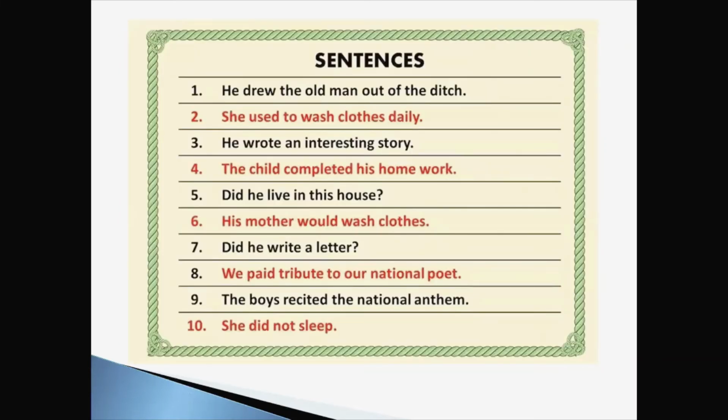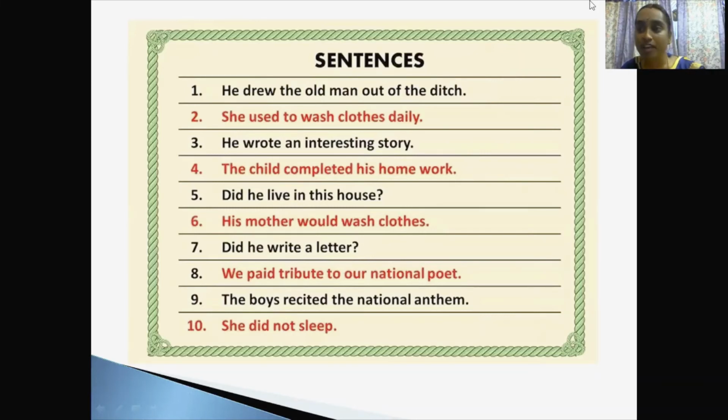Next. We paid tribute to our national poet. Who paid? We. We is the subject there. To whom have we paid? It's a national poet. Who is a national poet? Comment below. Okay. The boys recited the national anthem. Who are those boys? Why are they learning it? Because it's the national anthem. What is the national anthem? Is it Vande Mataram or Jana Gana Mana? Comment below.